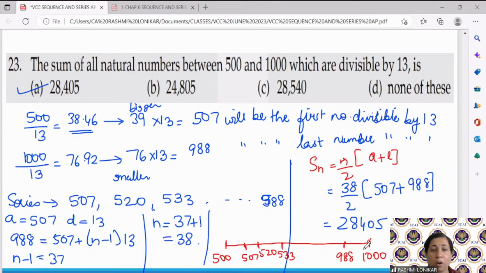No, Sadhna, we are not rounding off. This is not a question of rounding off. I have to see which number will be divisible. I'm just taking the bigger integer. Which is the integer which is bigger than 38.46? 39. Which is the integer which is smaller than 76.92? So 76 is the one.